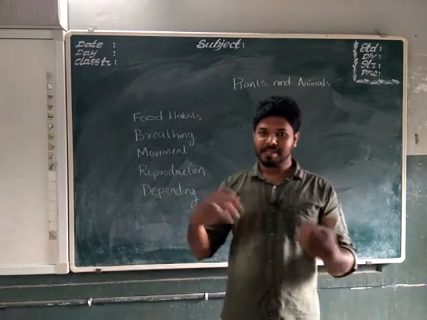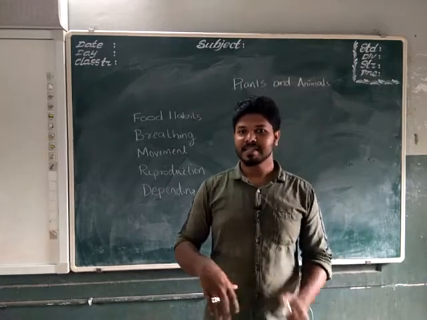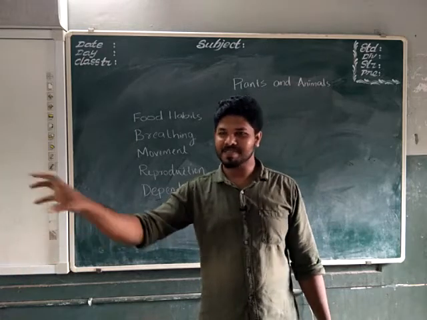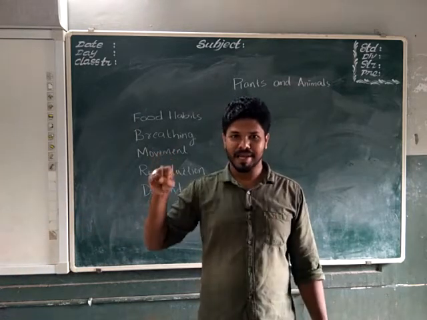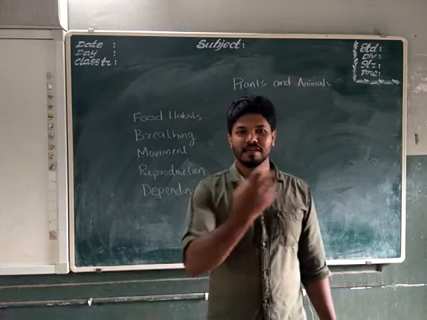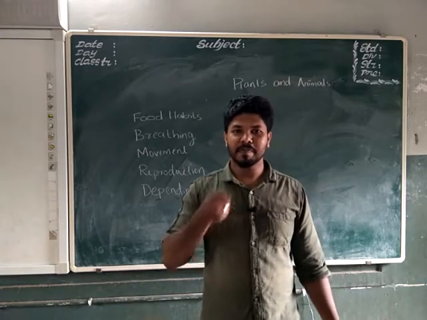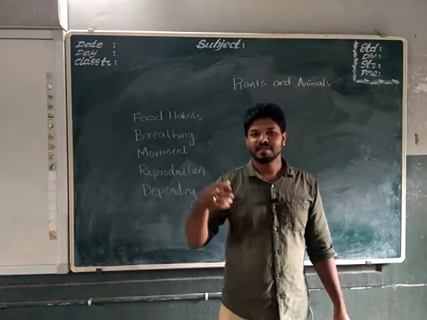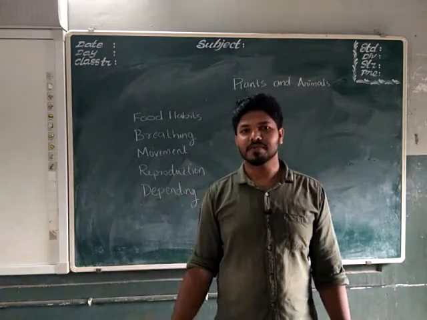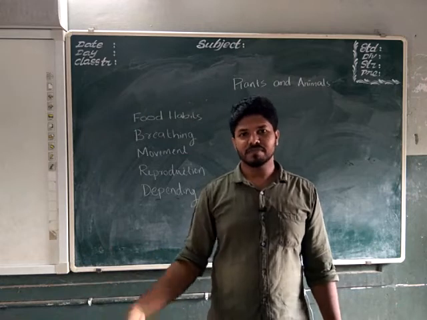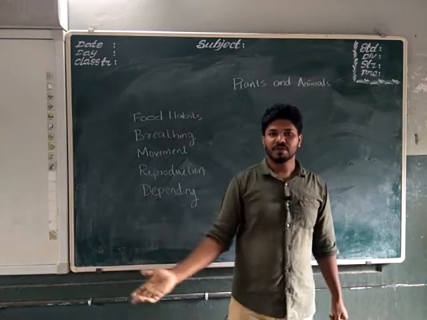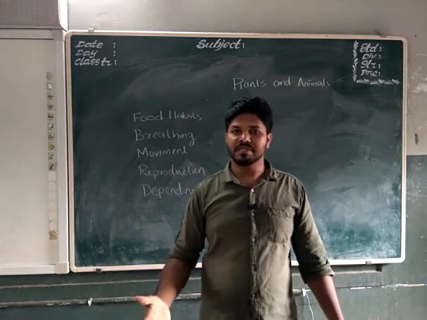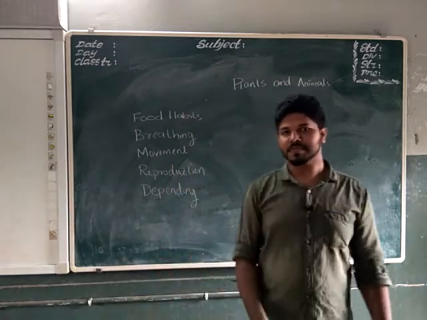Plants can prepare their food themselves, but animals take food that is already prepared by the plant. Sometimes we take the fruits and vegetables that are prepared by the plant. We take the fruits from the plant, mango fruit from the mango tree. Or we eat other animals also. That is, we eat goat, we eat cow, this type of other animals also we may eat. So these are the food habits. So animals and plants follow some food habits.